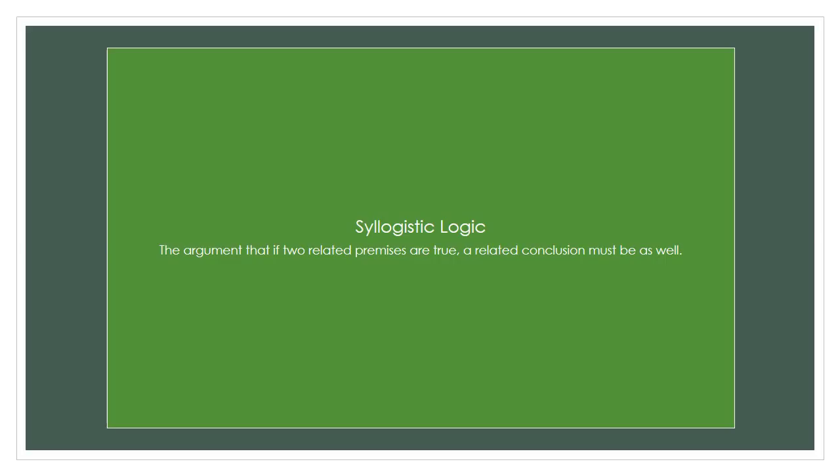The main type of deductive reasoning is syllogistic logic. This is the argument that if two related premises are true, a related conclusion must also be true. This seems a little confusing right now, but once you see the example, it will make perfect sense. The mathematical idea behind this is, very basically, if A equals B and if B equals C, then A must also equal C. Mathematically, that's very easy to understand.